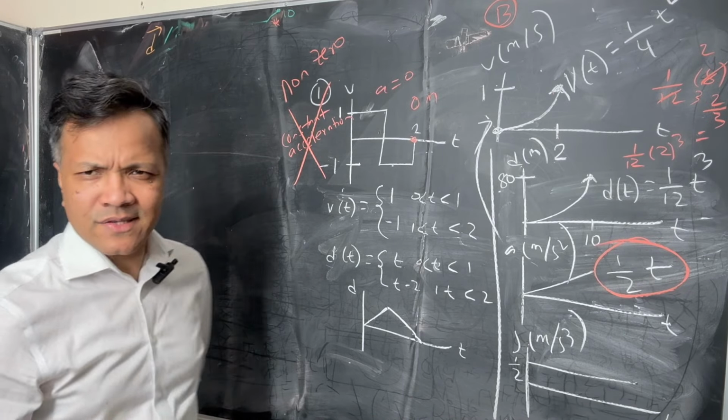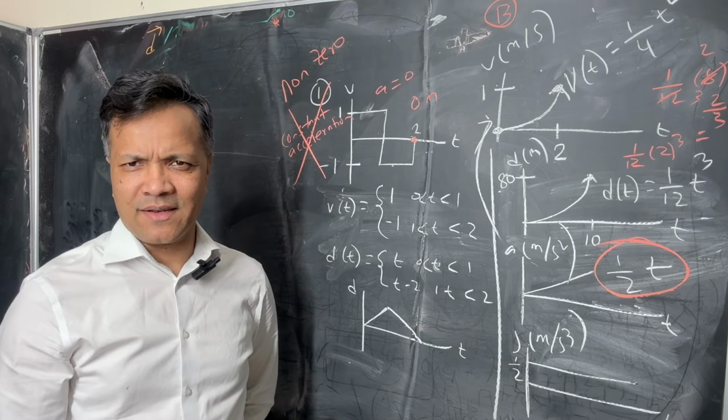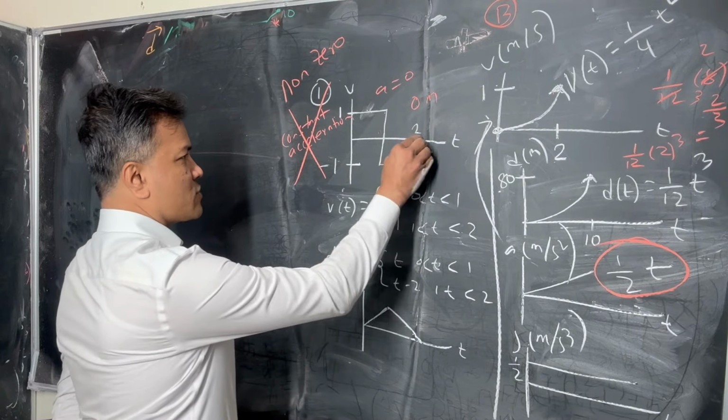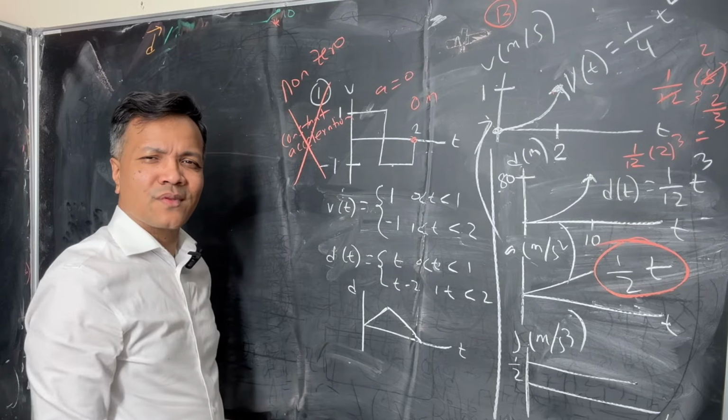Question number 3 is, which one is back to origin at the end of 2 seconds? That's like question number 1. Okay, so question number 1, the object is back to origin at the end of 2 seconds.